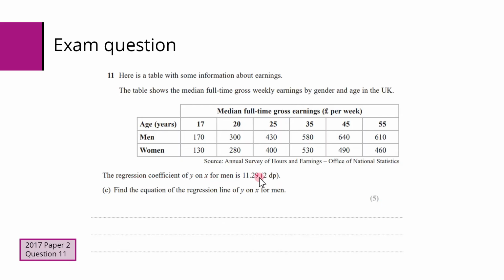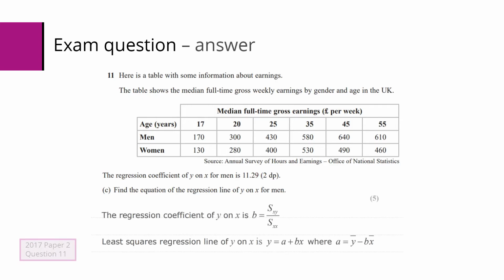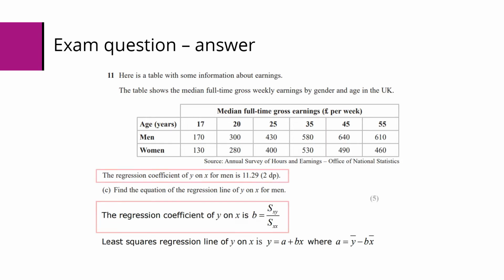is 11.29. That's interesting that we've been told that, because if you recall from the formula book, we're told the regression coefficient of y on x is called b, and that's the Sxy over Sxx calculation, but here we don't actually have to calculate that, we've just been told it. So the regression coefficient of y on x is b equals that.